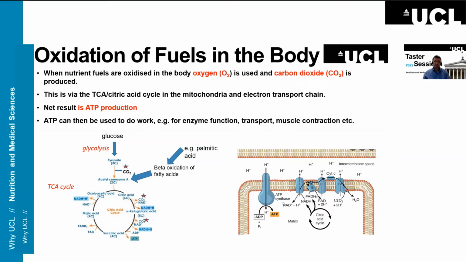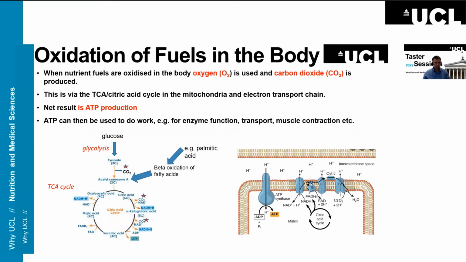And then over here, on the right-hand side, you can see within the mitochondria, this citric acid cycle, the Krebs cycle, is linked to something called the electron transport chain, which you may have heard of before. So what happens is, you see all these hydrogen ions here, you basically have what we call a proton motive force, and you couple this with ATP synthesis.